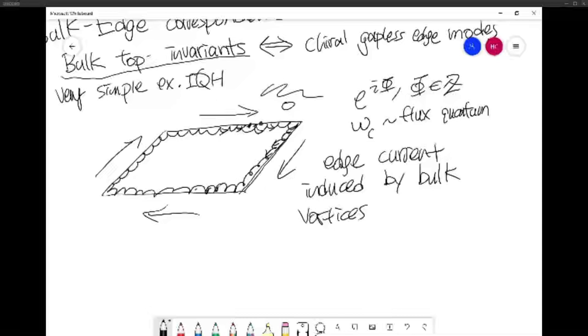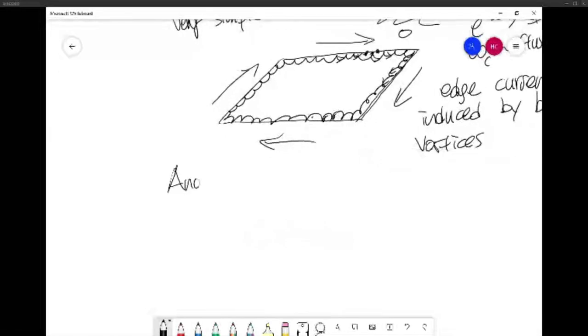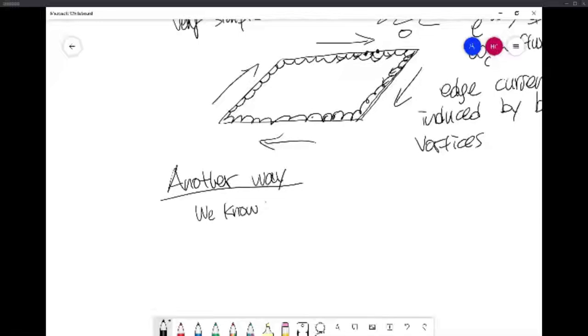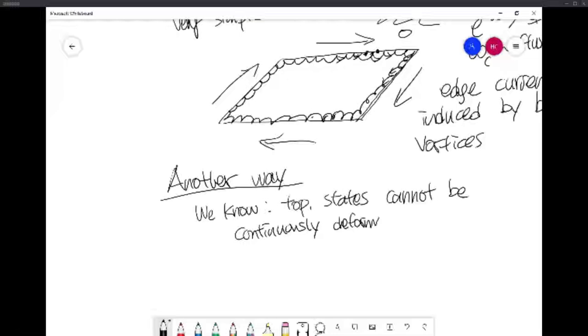But yeah, another way to understand bulk-edge correspondence is that we know topological states cannot be continuously deformed to each other, unless they are in the same topological state.